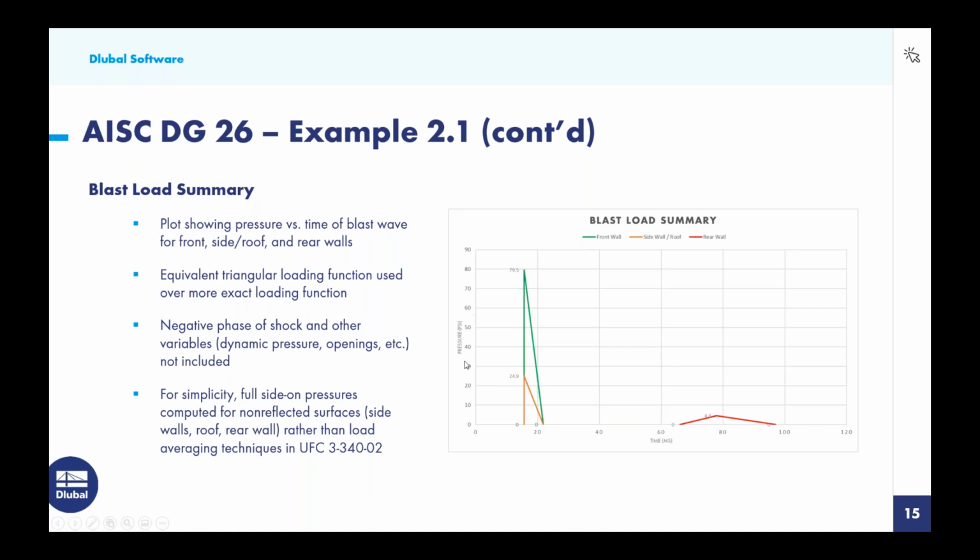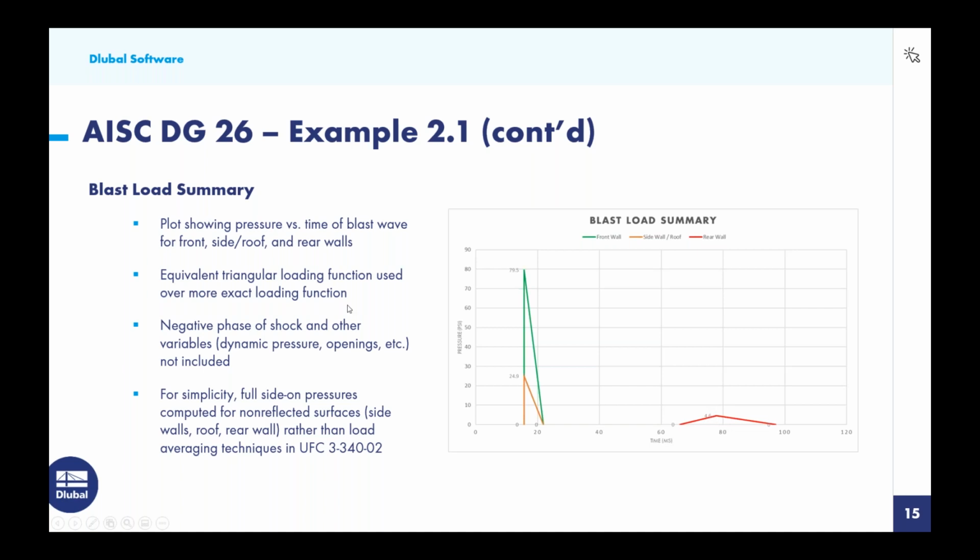Over on the y-axis is the pressure. We would fully expect the highest pressure to be applied to that front wall, significantly less to the side walls and roof, because remember that blast load is just sweeping over those surfaces. And finally, the rear wall will be relatively low as well.